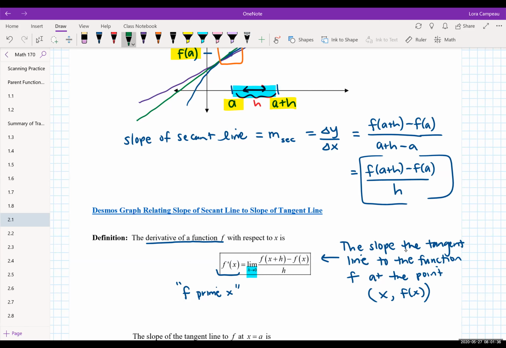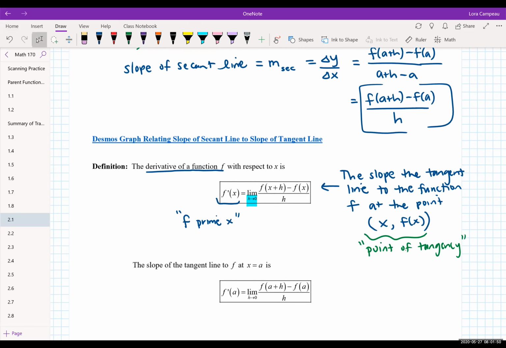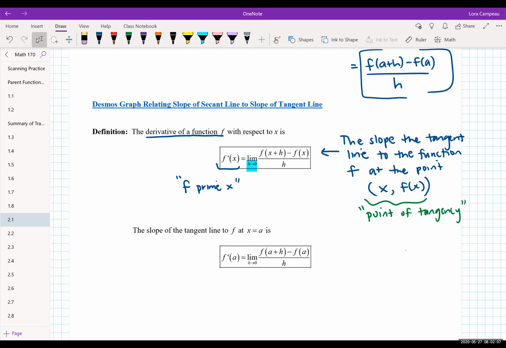And a lot of times people will use the words point of tangency. It's a little fancier way to say it. But when we're introducing what a derivative is, it's really nothing more than the slope of the tangent line to a function at the point. We actually have a geometric connection here. So this formula right here gives us a generic way to calculate the slope of a tangent line at any point.